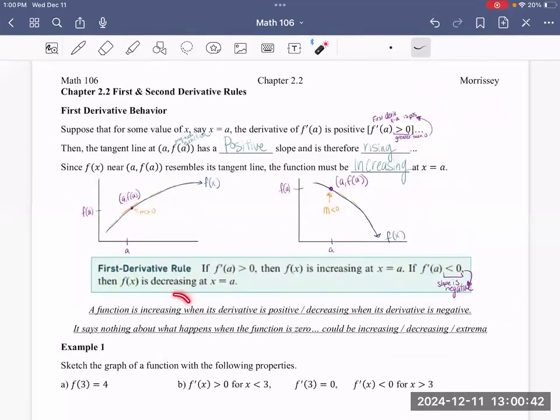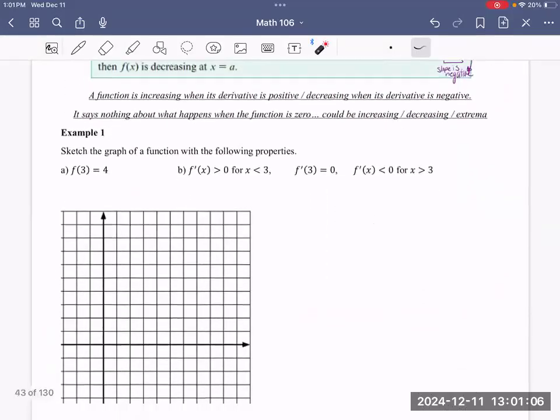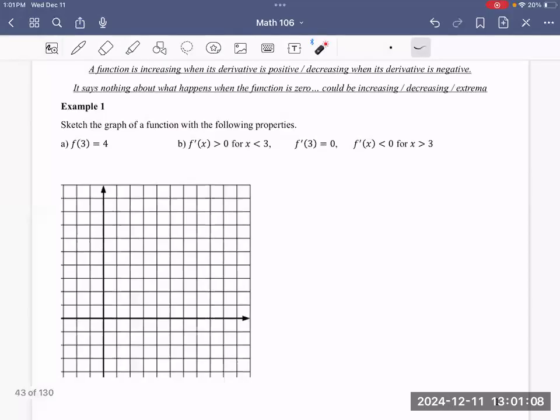It says, again with detail, a function is increasing when its derivative is positive, and decreasing when its derivative is negative. It says nothing about what happens when the derivative is 0. It could be increasing, decreasing, or an extremum, or neither. So we're going to be mapping this with example 1. The first derivative is all about your tangent line. It's going to tell us, are we increasing or decreasing?